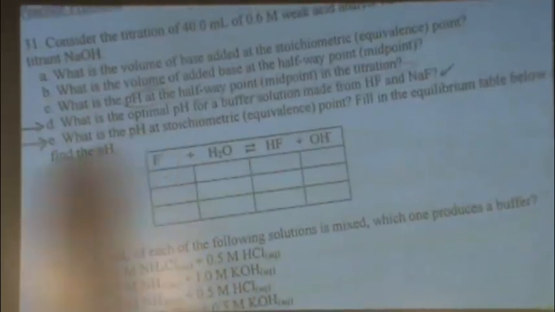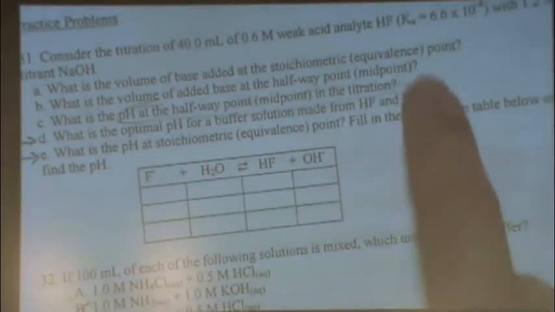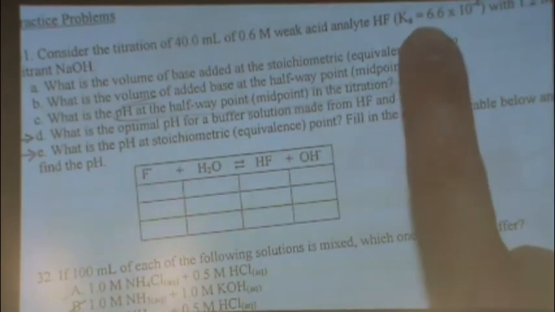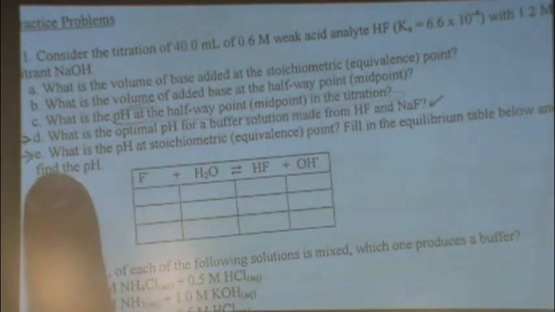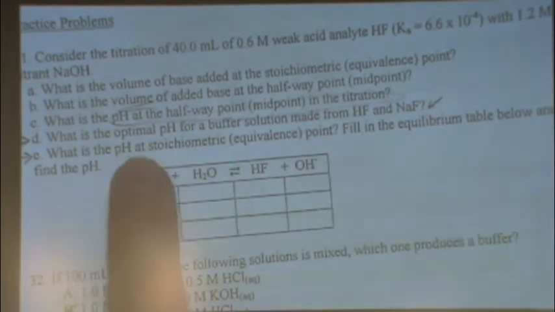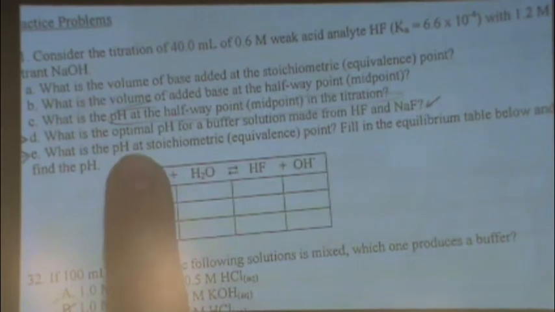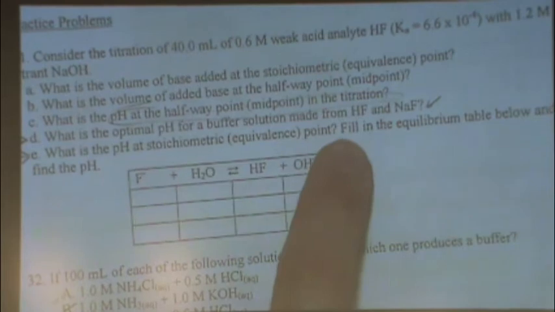Okay, how do you find the optimal pH? That one's easy. You look at the Ka, take the negative log of it, and that's the optimal pH. Done. Okay, E. And you can always do that for a buffer. That's it. Okay. What's the pH at the stoichiometric point?